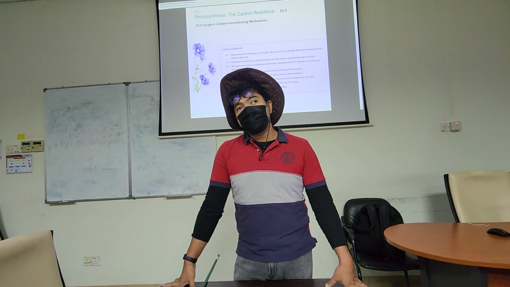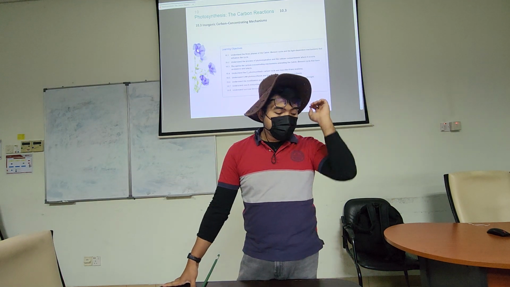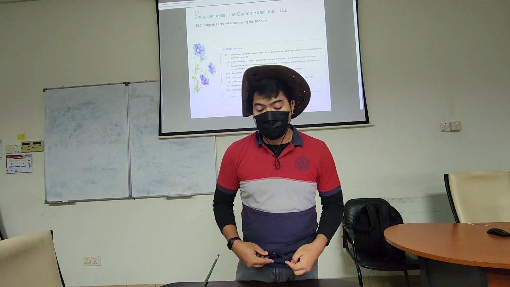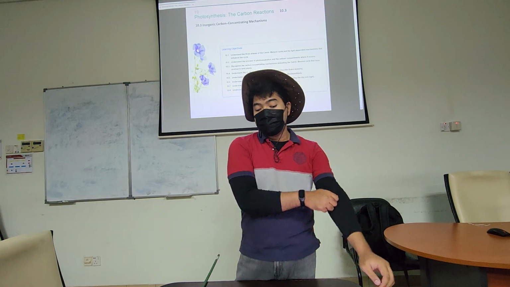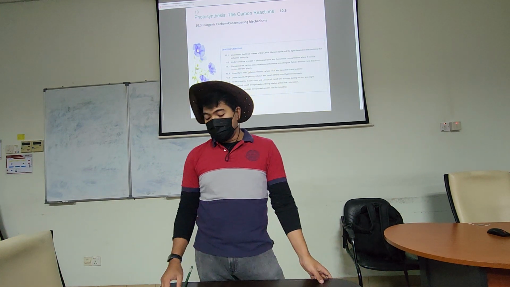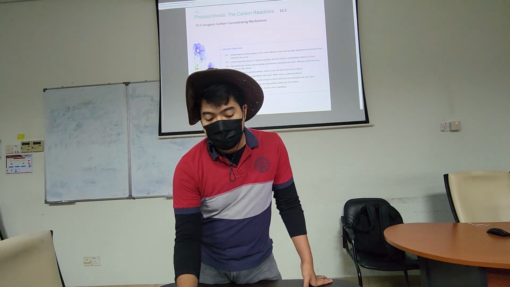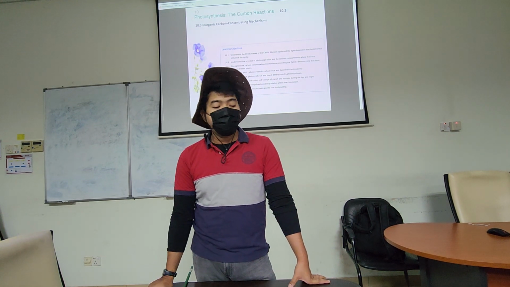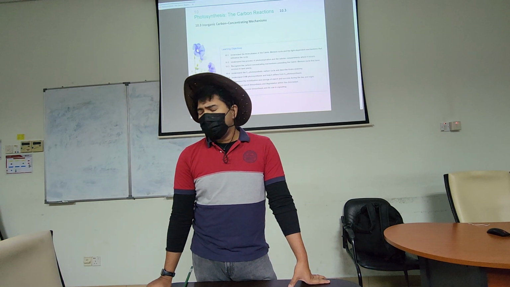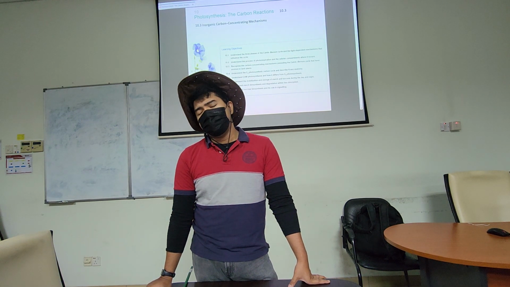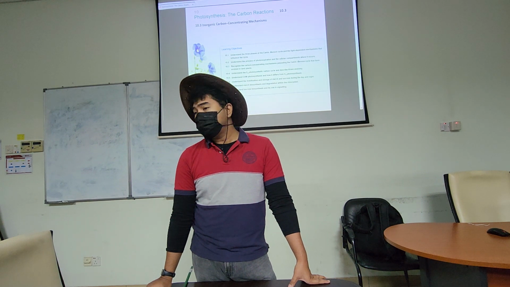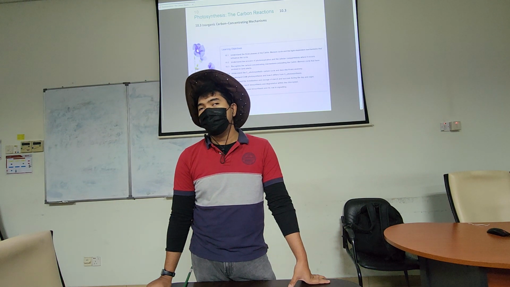And this is all true for the regular C3 plants, which happen to be most of the terrestrial plants on the planet. But C3 plant is not perfect. It's got its own evolutionary issue. It's very ancient, and the issue there is photorespiration.